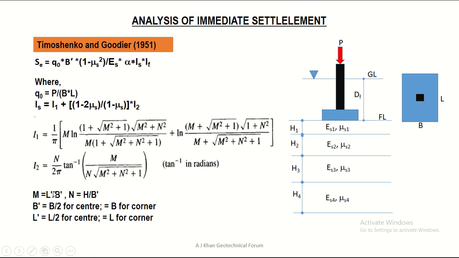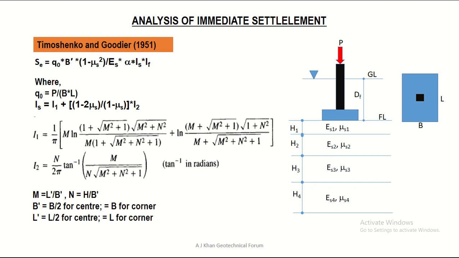So M is equal to L prime by B prime, which is described here, and N is equal to H by B prime. H means the thickness of the layers. Okay. So after calculating this M and N on the basis of B prime, L prime and H, you should be able to calculate I1 and I2. And once you obtain I1 and I2, there should not be any problem in calculating the shape influence factor Is. I'll show you one example problem in the subsequent slides.